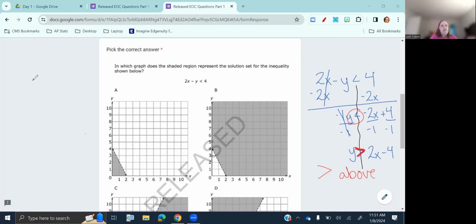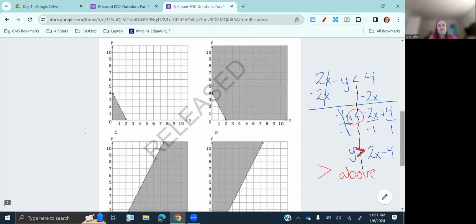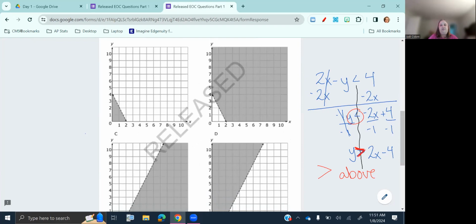Now, if you look at your answer choices, there's only 2 sections here where it's above the line. Let me try and get this one. There it is. So here are my graphs. Now above the line, there's only 2 sections. It looks like B and D are above the line. The other ones are not. Here's that line and it's everything below it. Here's that line and it's everything below it. So these are no good. It's either going to be B or D.